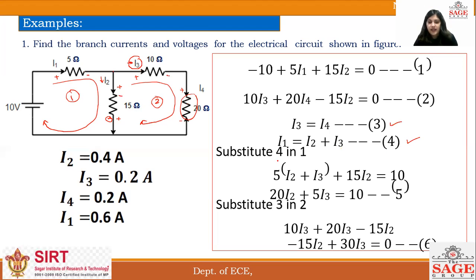Now we will substitute the fourth in the first. After substituting the value, we will receive these equations, and they can be solved by the substitution method or elimination method. So the result will be I2 is equal to 0.4 ampere, I3 0.2 ampere, I4 0.2, and I1 0.6.